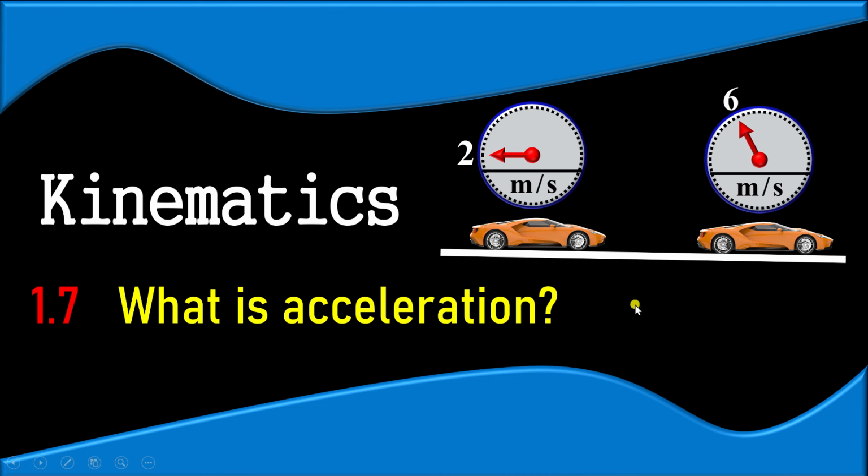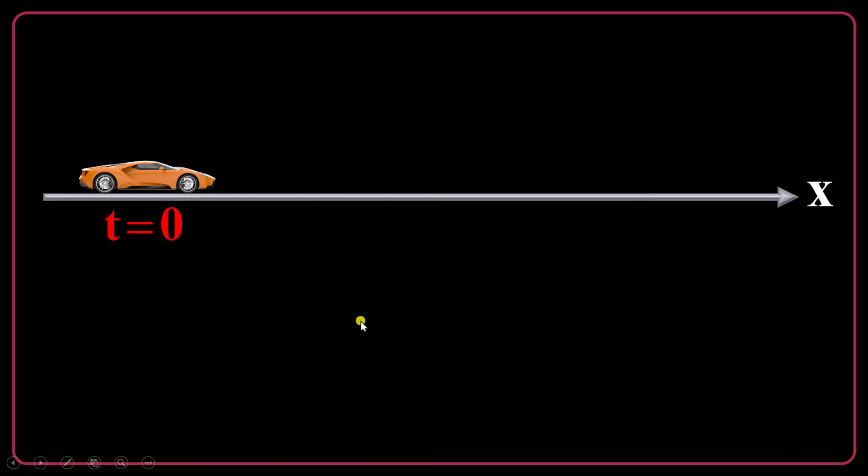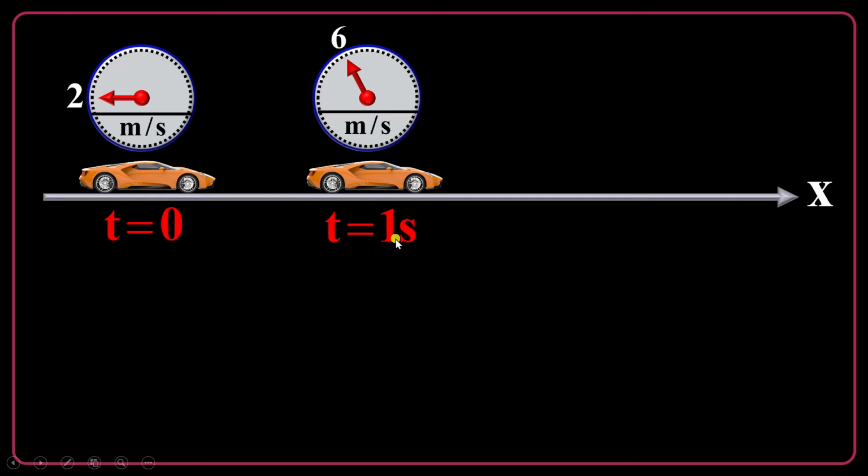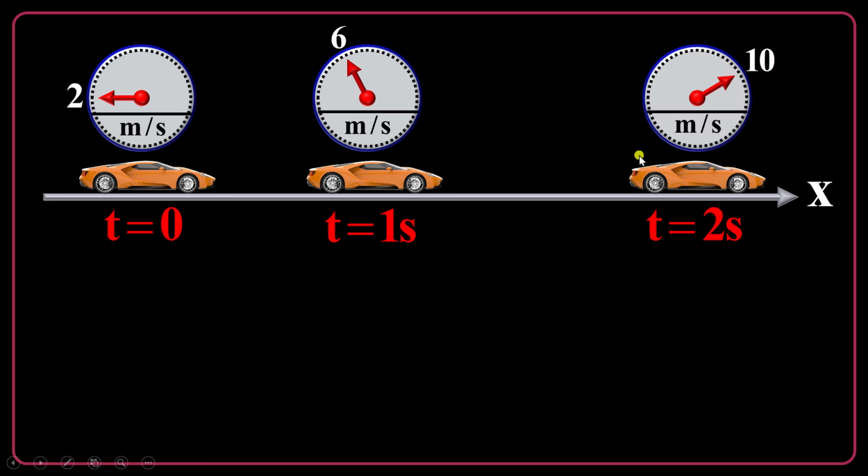So roughly, acceleration indicates change in velocity. But it is not exactly the concept of acceleration. You should know more. So look at this car again. Suppose that at the time t equals 0, the speedometer indicates 2 meters per second. And if I check the speedometer 1 second later, I see 6 meters per second. And if I check it another 1 second later, I will see 10 meters per second.